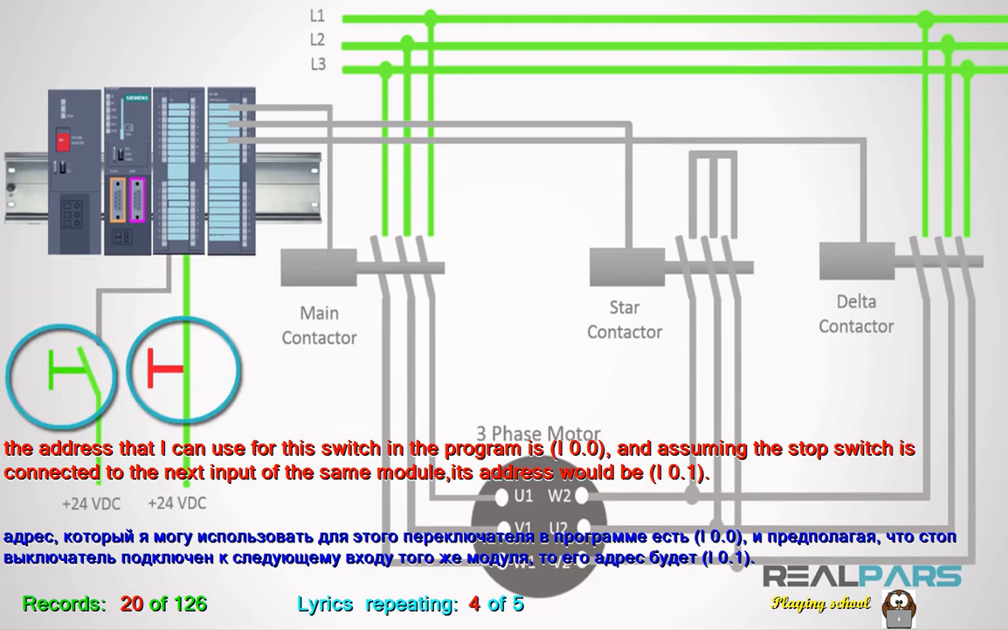The address that I can use for this switch in the program is I0.0. And assuming the stop switch is connected to the next input of the same module, its address would be I0.1.